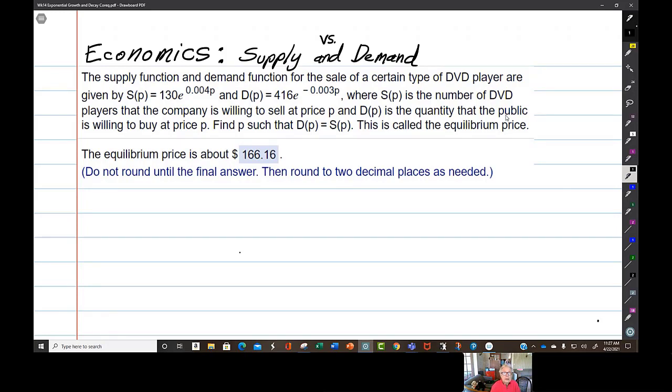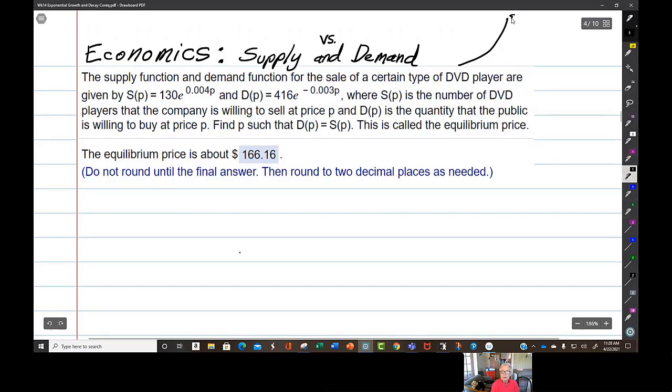Okay. So find P. What is that price such that the demand actually equals the supply? And that's called the equilibrium price. If you were to see them graphed, you'd see that the supply function is positive, the demand function is negative, and the equilibrium price is where they cross. Actually, they're curves. I suppose I should have done it the right way. But I was more interested in you seeing that one is growing and one is decreasing.